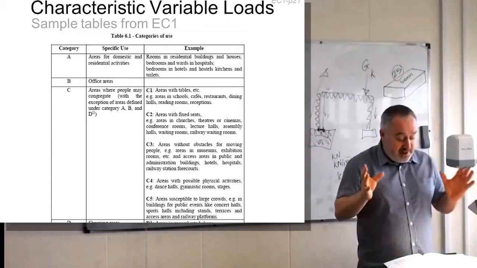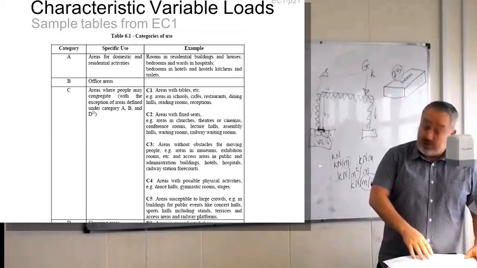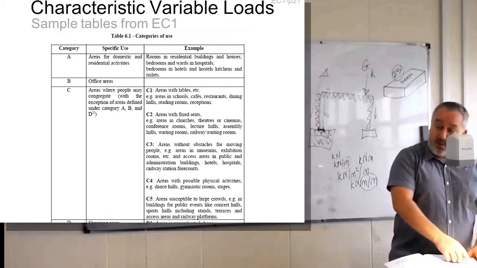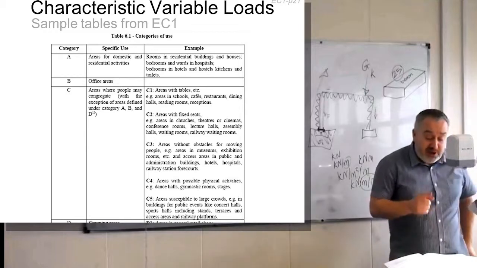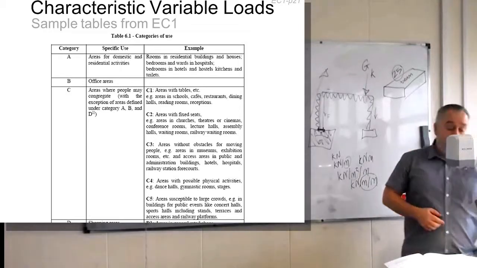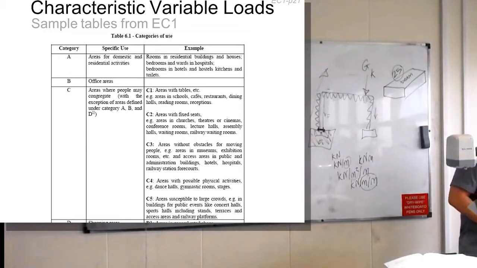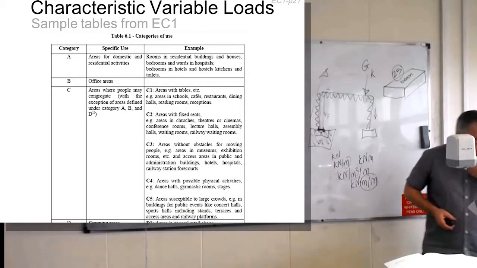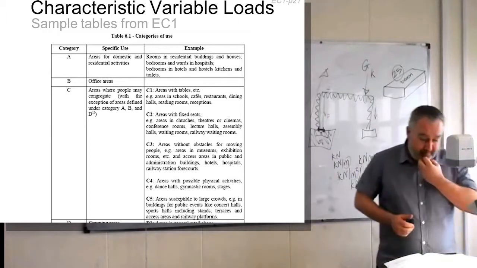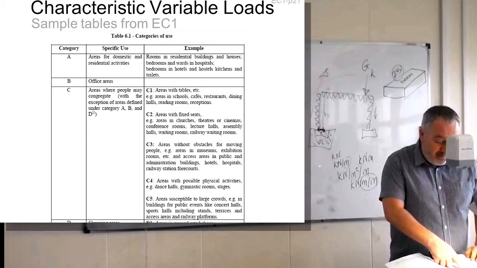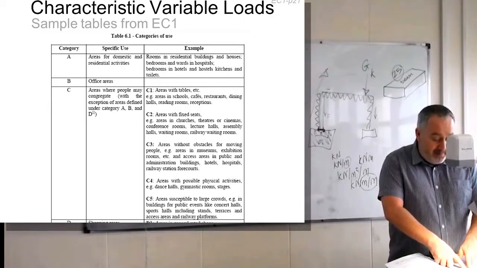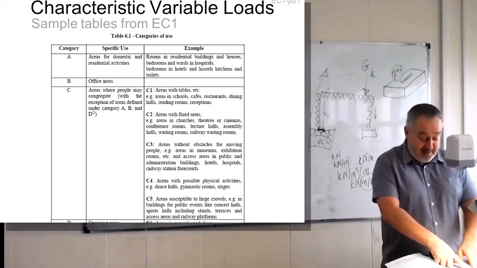But if we consider all of those in the Eurocode, we first go to table 6.1, look at category of use. So which category is this room? What do you reckon? C1. So we've got an area where people may congregate, which is in a class here.